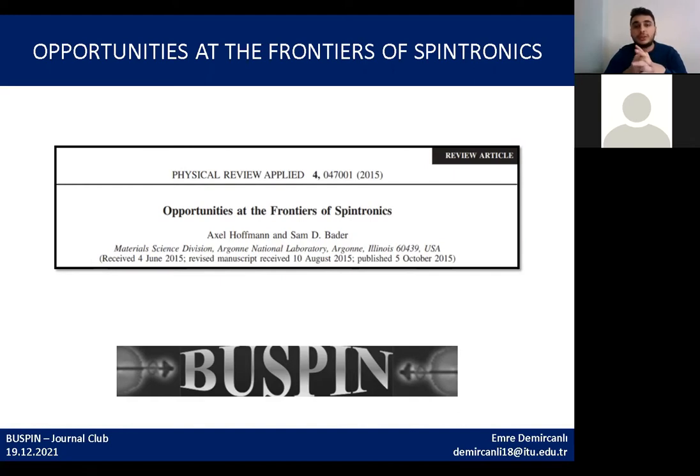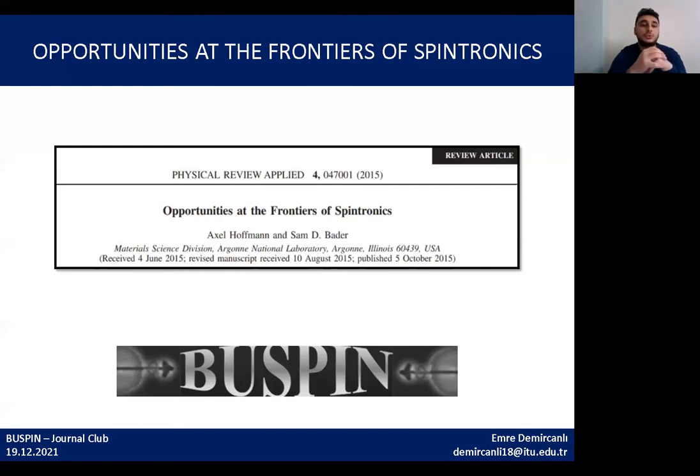Before getting to this paper, I want to give a simple introduction to spintronics. At its most basic, the transmission of information by utilizing the spins and magnetic moments of electrons is called spintronics. So in this field, logical operations can be performed by making use of the up or down state of the spins of the electrons.